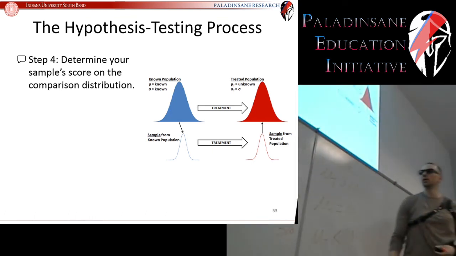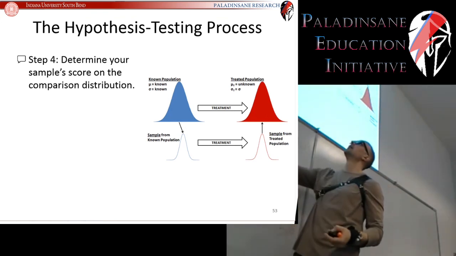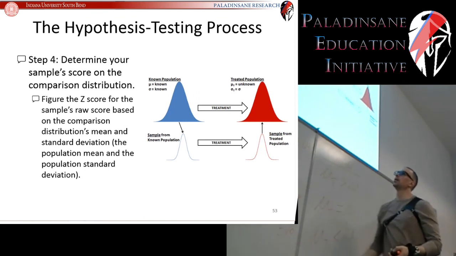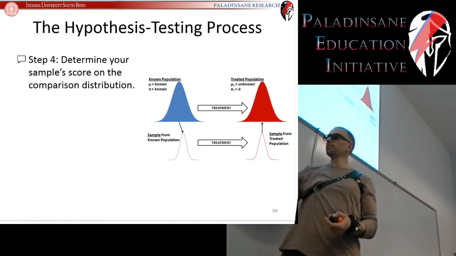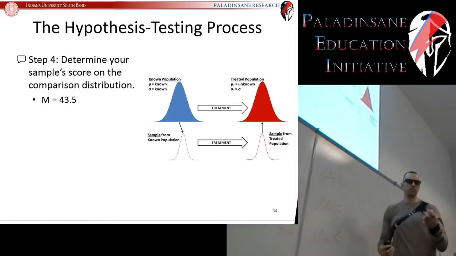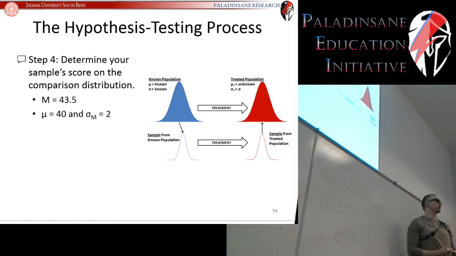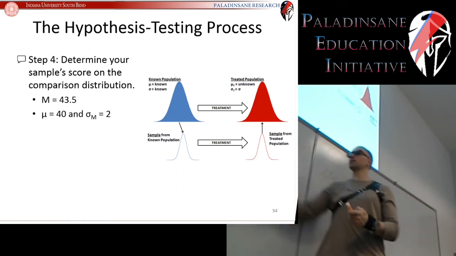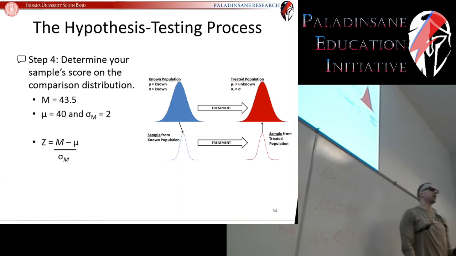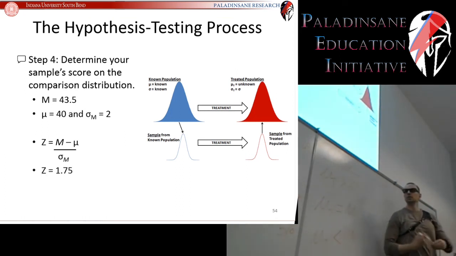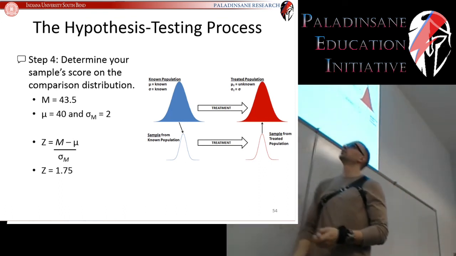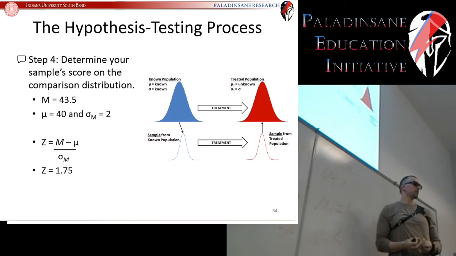Well, to figure that out, we have to take 43.5 and change it into a z-score. We have a mean of 43.5 for our sample. We have a mean of 40 for the comparison distribution, and a standard deviation of 2 for the comparison distribution. We have our formula for a z-score, and we convert our sample mean into a z-score, plug it all in, and we get 1.75. So this mean of 43.5 changes into a z-score of 1.75.